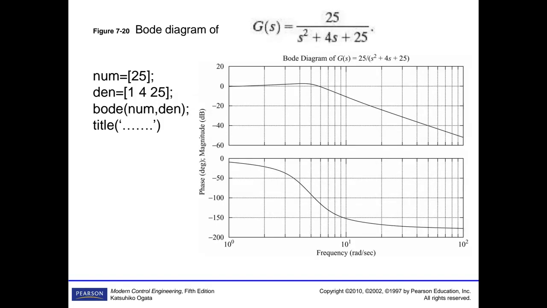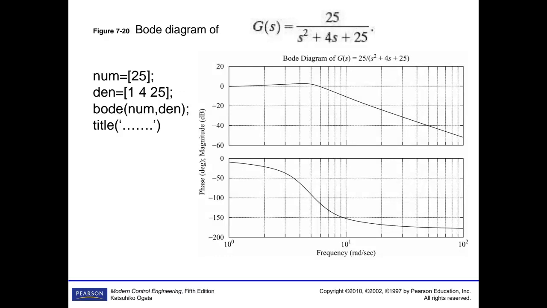What are you going to do? You are going to write, pay attention here, this is the part that will help you: num equals 25. Then den equals 1 4 25, with spaces in between, semicolon. Then if you write bode(num, den), it is going to give you the curve like this. So you can draw Bode curves. Don't feel that you are not capable of doing that.